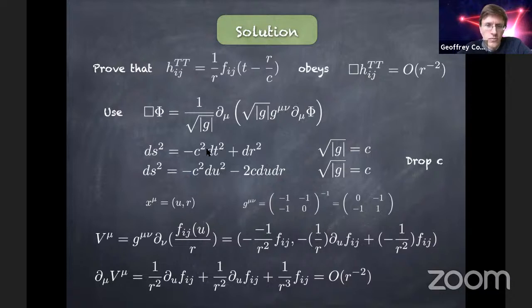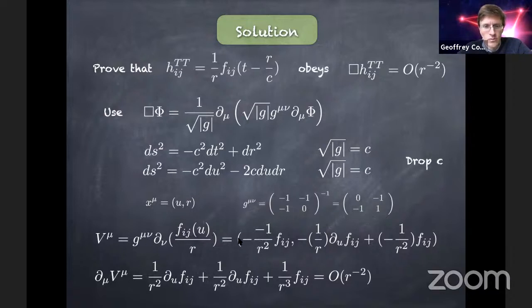Either you use standard spherical coordinates, which are given by these ones, or you use the retarded ones. In both cases, the square root of the determinant is just c, so you can just drop it when you compute it. For the inverse metric, you use the u, r coordinates, so you have to invert that metric, and it is that one. So you first have to compute this vector here. You replace the scalar field phi by F of u divided by r. And the point is that in these retarded coordinates, you have a zero here.